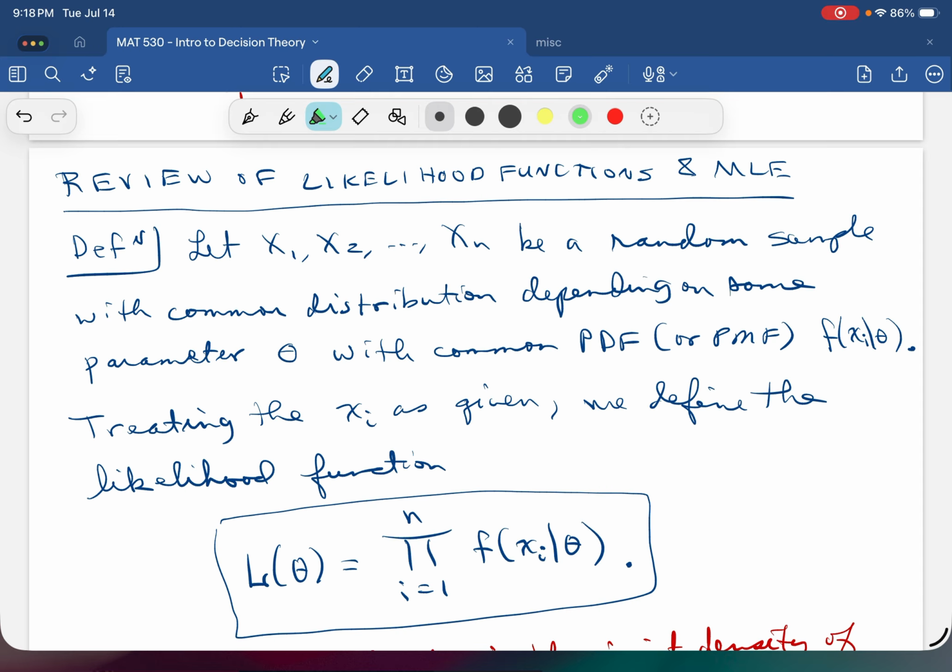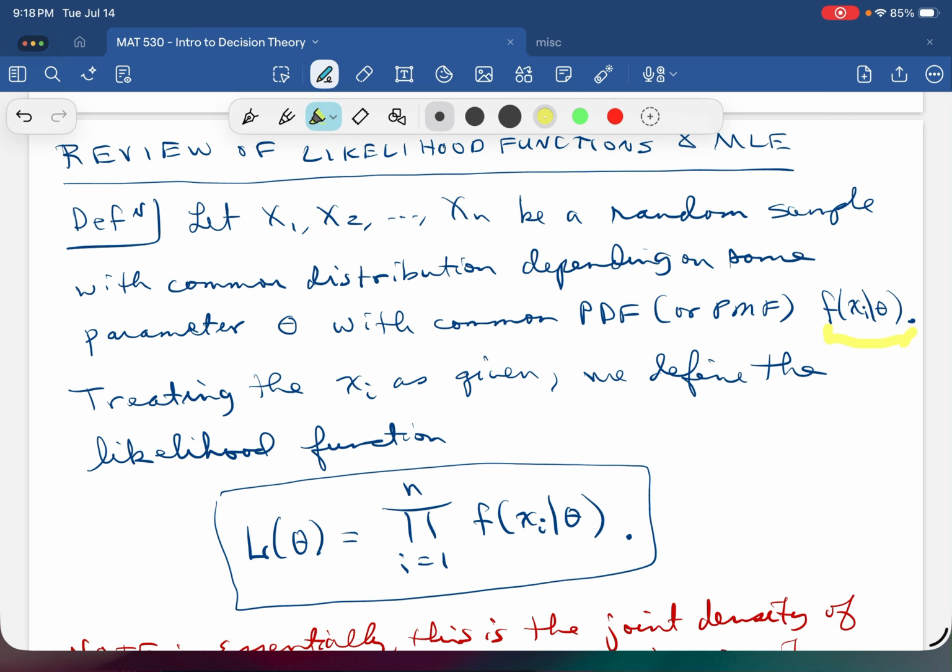So let's suppose that we have a random sample with a common distribution that depends on our parameter theta, and that common density, or PMF, is what we see here. Now the distribution of the vector of the entire random sample, if you will, would just be the product of those common PDFs or PMFs as we see here.